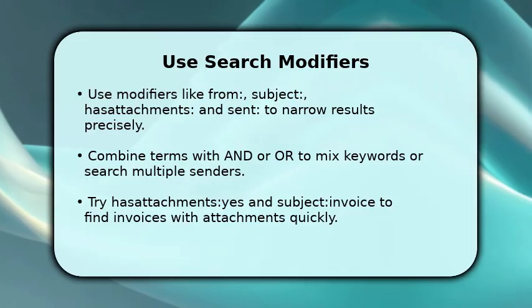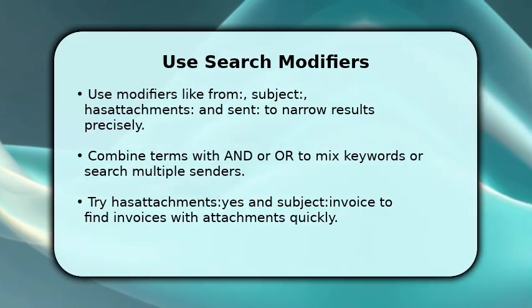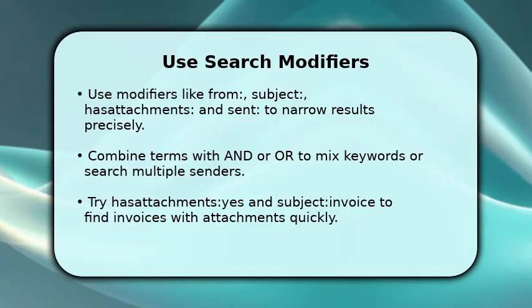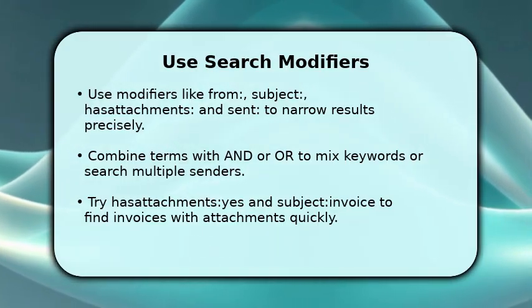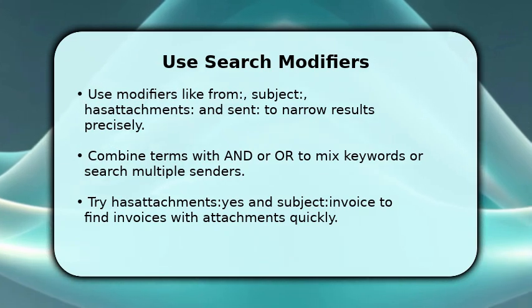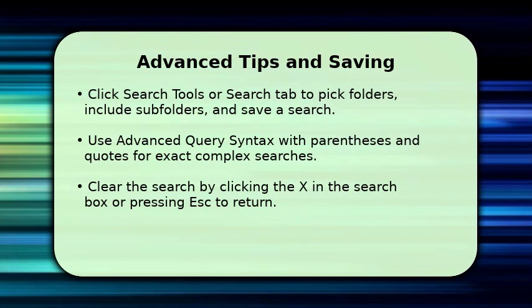Combine terms with AND, OR to mix filters and keywords for complex queries. For example, type subject:invoice AND hasattachments:yes to find invoices that include attachments. After initial results, open the Search tab to refine scope and options quickly.